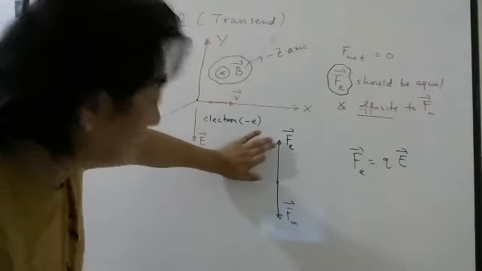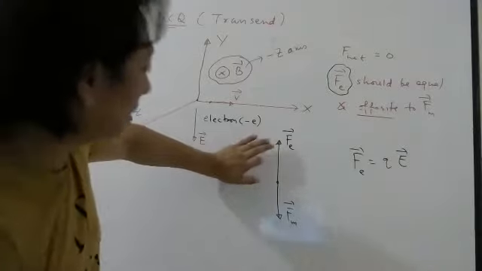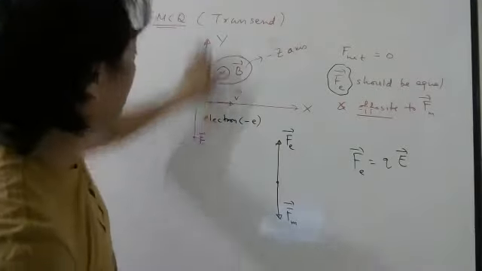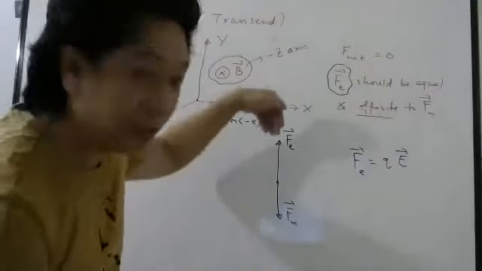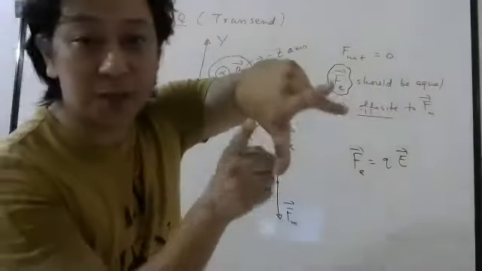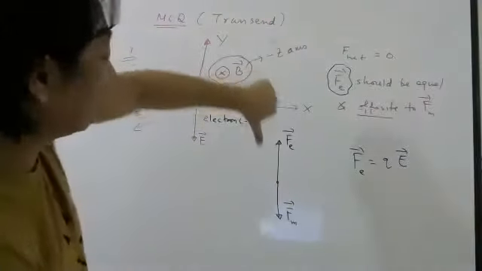Once we know this, then our job is done. Because if electrostatic force is up, then magnetic force must be down. Now, magnetic force means this thumb. So thumb should be down.